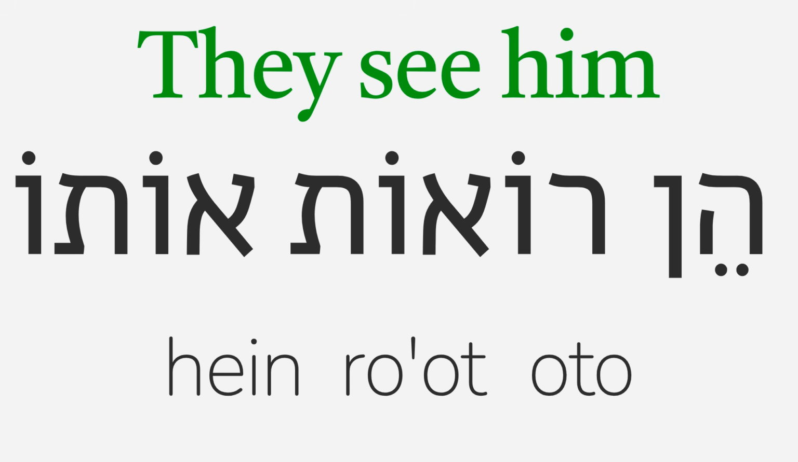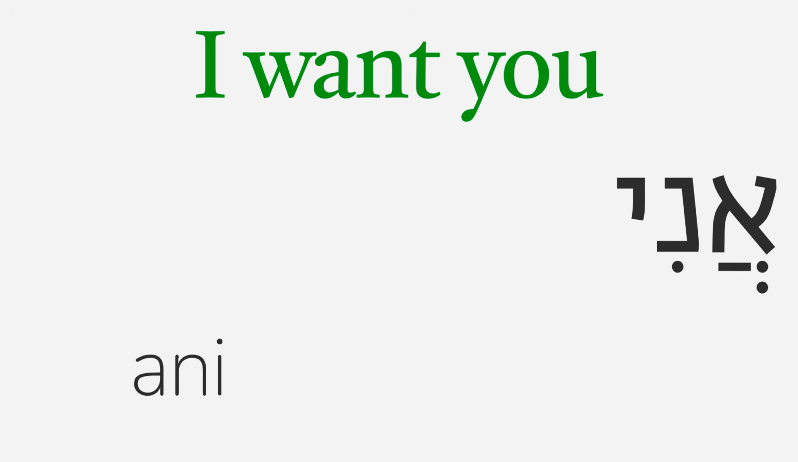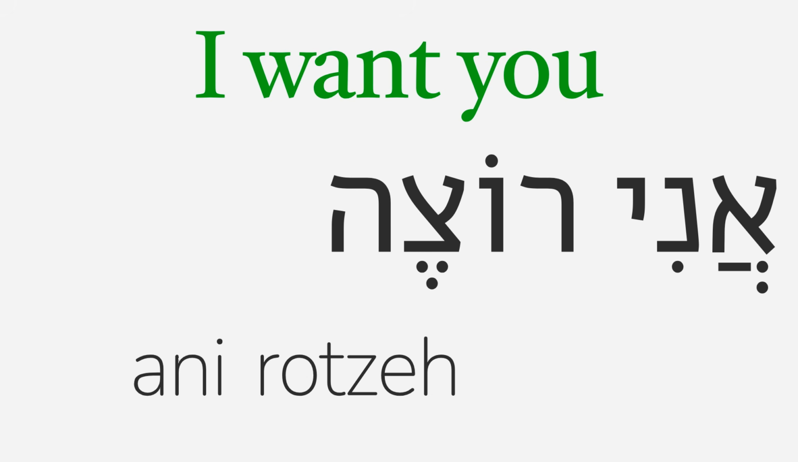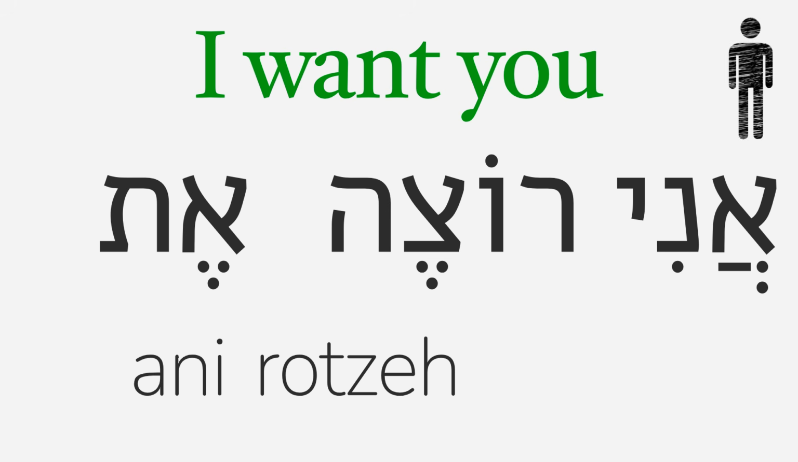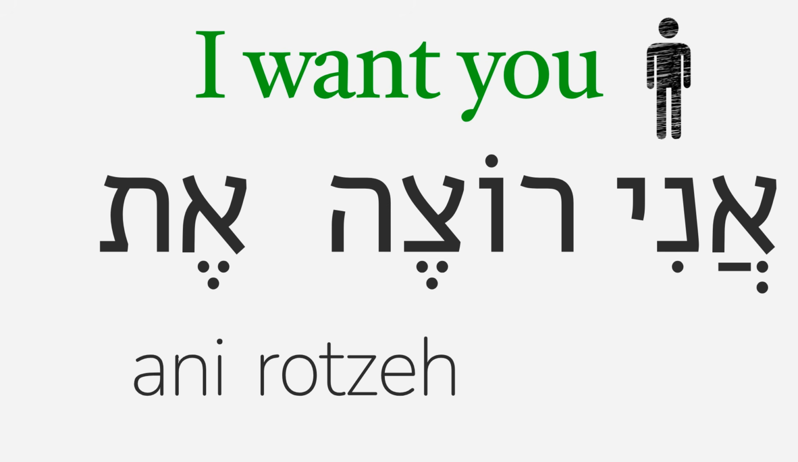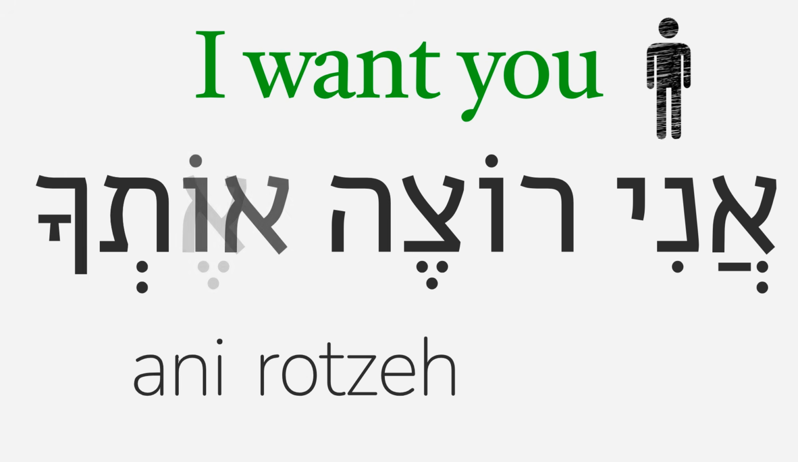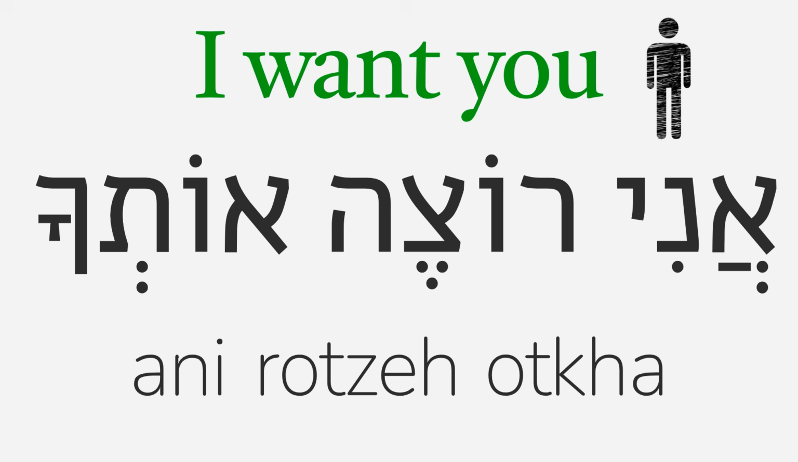Hein ro'ot oto. Let's end with the sentence, I want you. I is ani, and want in masculine singular form is rotse. And since you is definite and has the action being done directly to it, the Hebrew word will be et plus a you suffix. The masculine singular you suffix is cha, which we add to ot, remember the vowel change, to get otcha, you in masculine singular form. Ani rotse otcha, I want you in masculine singular form.